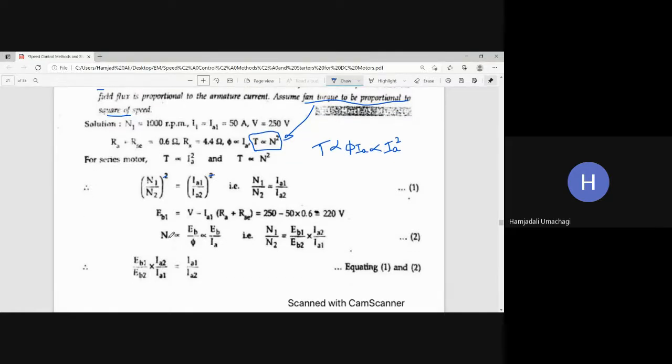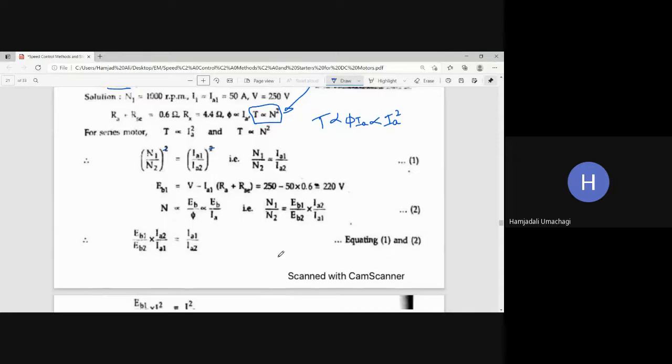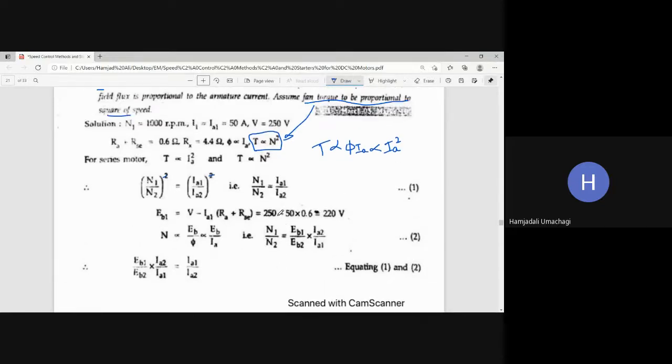Now we know that speed equation N is directly proportional to what? EB by pi. EB by pi, but in the case of DC series motor, our flux is directly proportional to the armature current. So flux is replaced by Ia here. So now using this equation, N1 equal to EB1 by Ia1 divided by N2 equal to EB2 by Ia2. N2 equal to EB2 by Ia2. Is it clear, all of you? Yes, sir. Okay. Now, we also know N1 by N2. What is the value of N1 by N2 here?